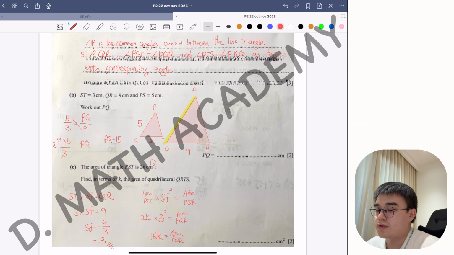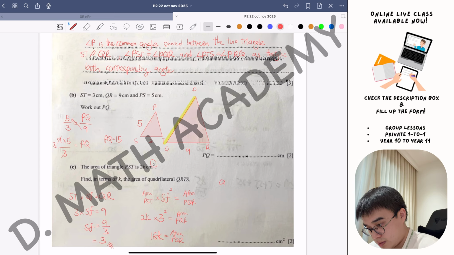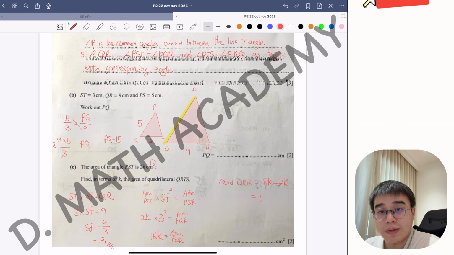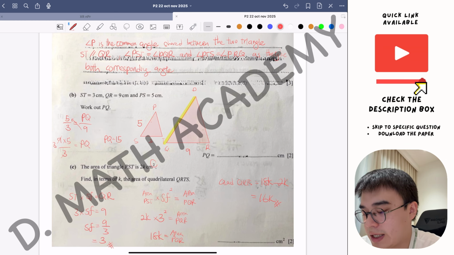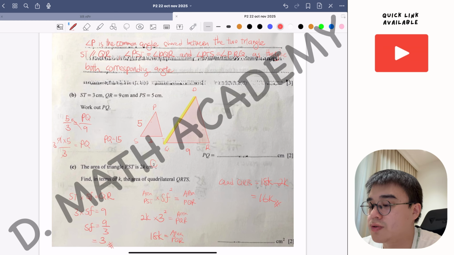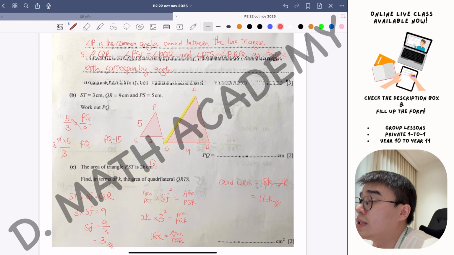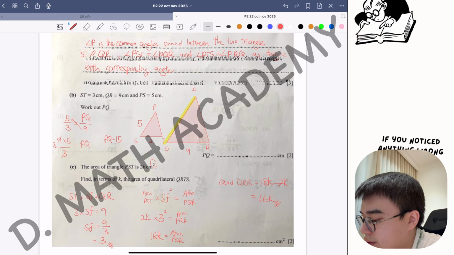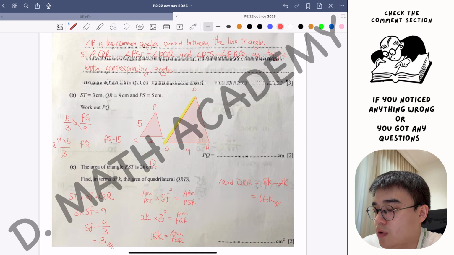And since they wanted the quadrilateral, just take your 18k minus the 2k earlier. The answer should turn out to be 16k. So the method that I'm using here is the scale factor method. I find it easier to apply in this sort of situation.